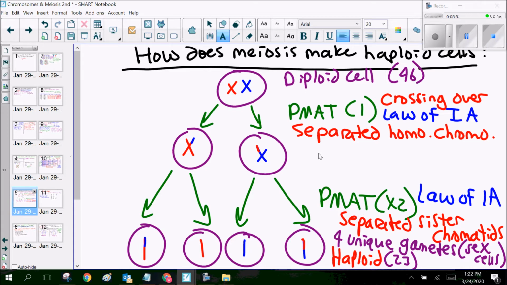It separates those sister chromatids, which again we said were those duplicated copies of the chromosomes made during the S phase, and it creates four unique gametes or sex cells, each of which is not only haploid with 23 chromosomes each, but also has genetic diversity. So each one is genetically distinct from the other.